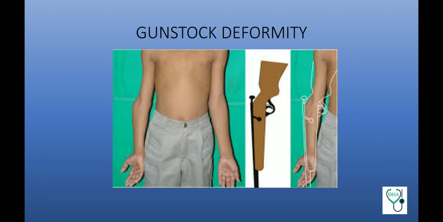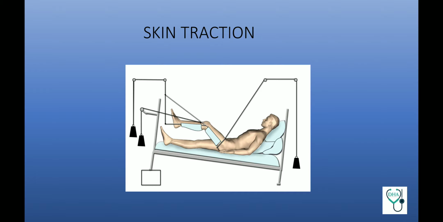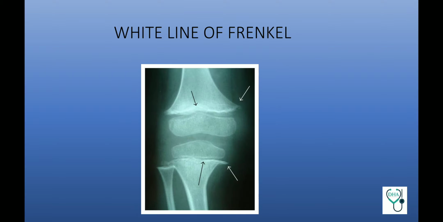Now coming to the characteristic image of gunstock deformity, which is seen in supracondylar fracture humerus. An image of Milwaukee's brace used for correction of scoliosis. Image-based question from skin traction. The maximum weight allowed for skin traction is 4 to 5 kg. Windswept deformity seen in rickets. And lastly, the white line of Frenkel, which is seen in scurvy at metaphysis.